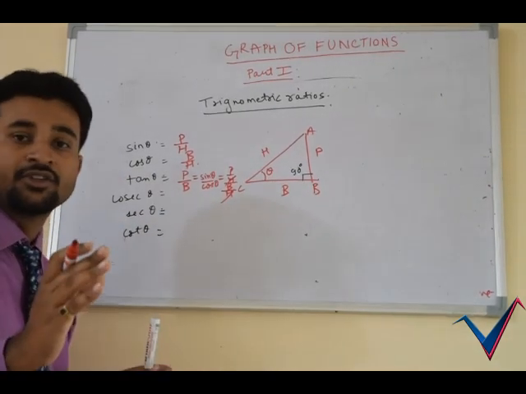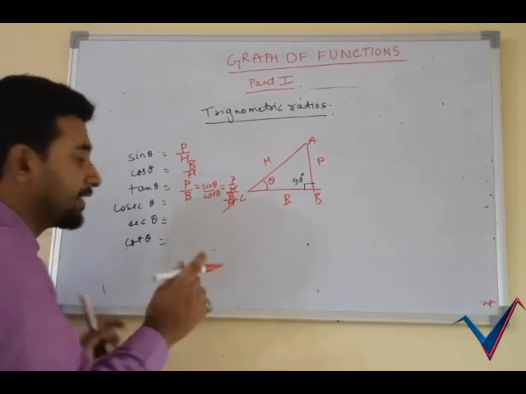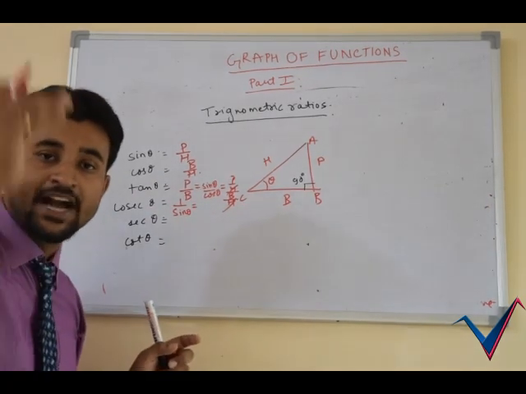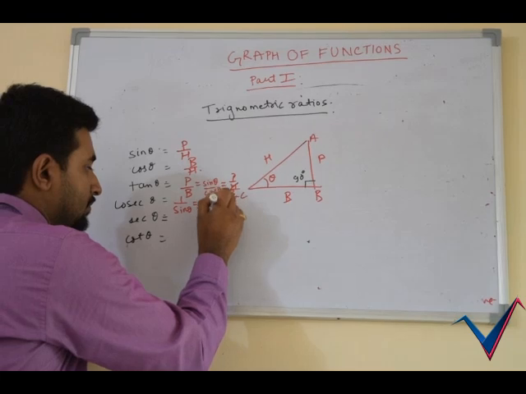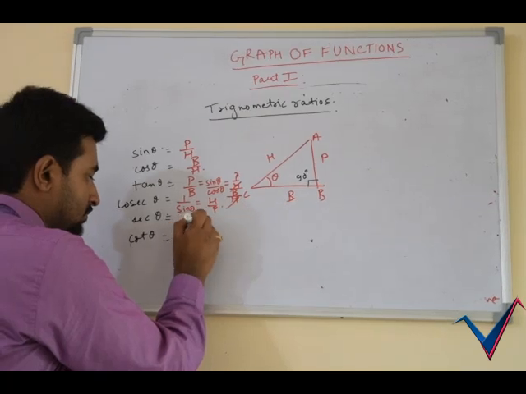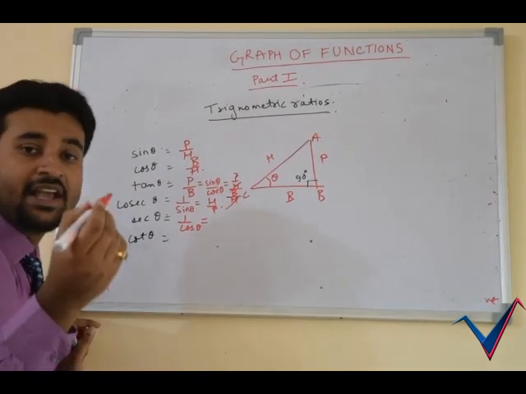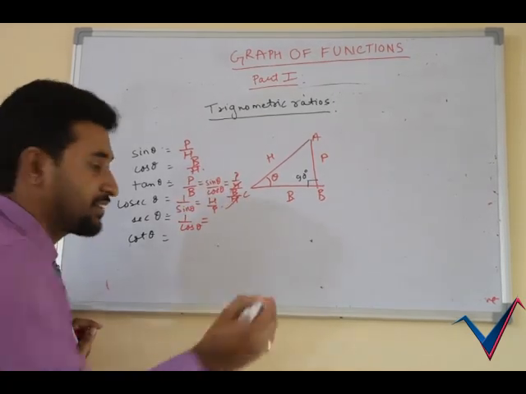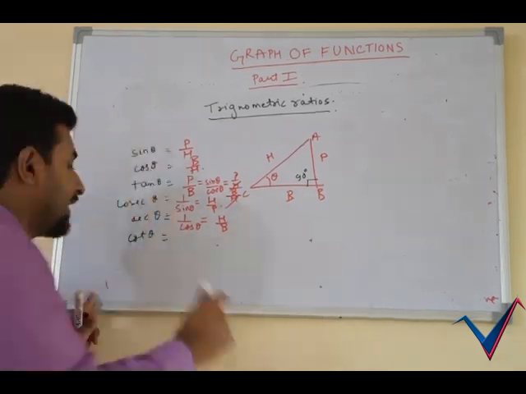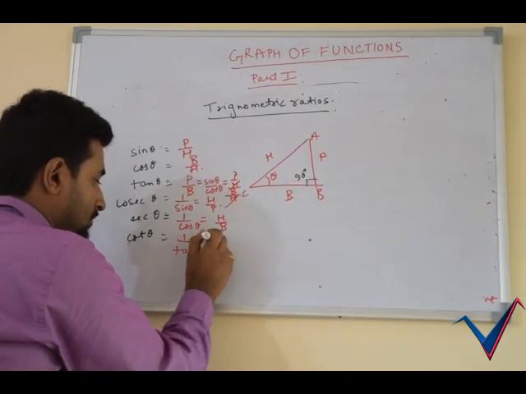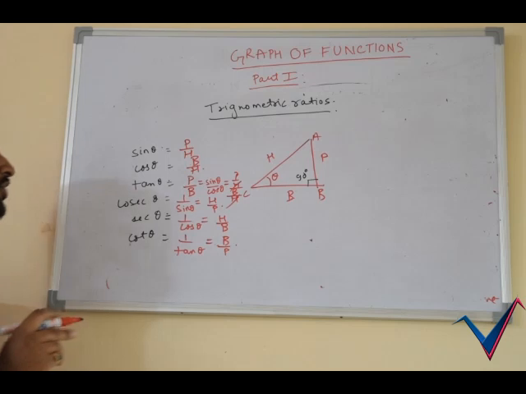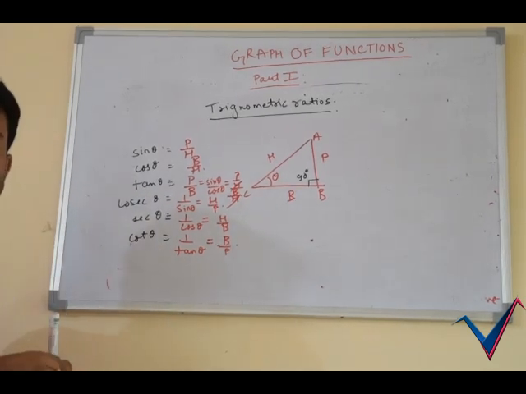Now cosec theta. Cosec theta is the inverse of sin theta, so it will be simply hypotenuse by perpendicular. Sec theta is the inverse of cos theta. It will be hypotenuse by base. And cot theta is the inverse of tan theta, so it will be simply base by perpendicular. So these are the basic trigonometric ratios which you need to understand.